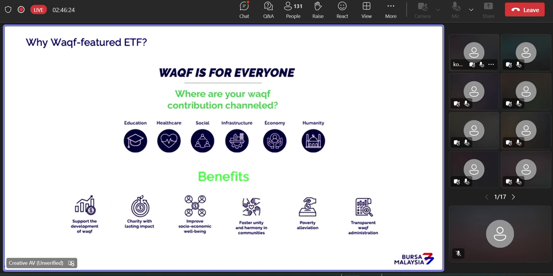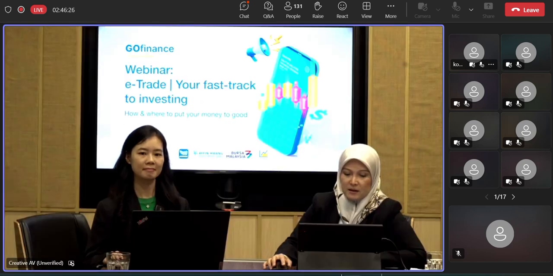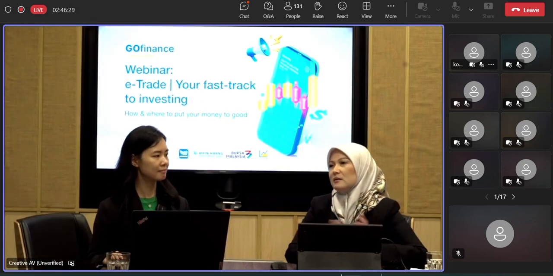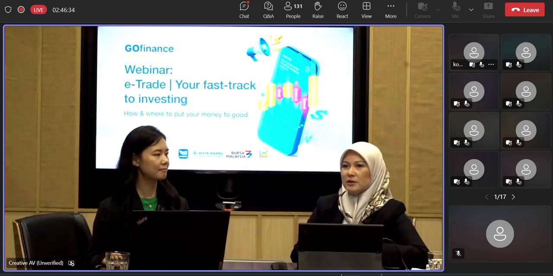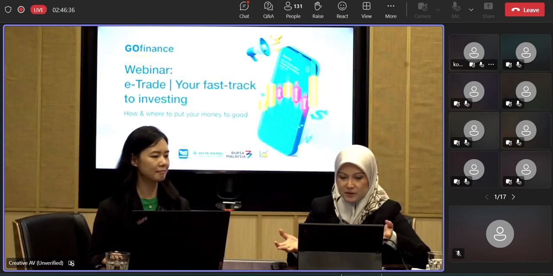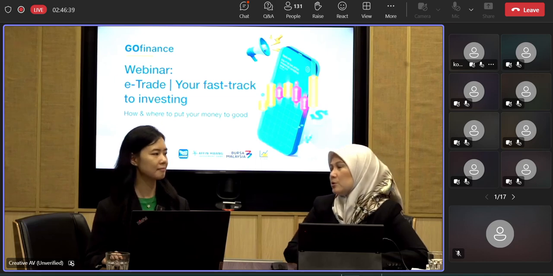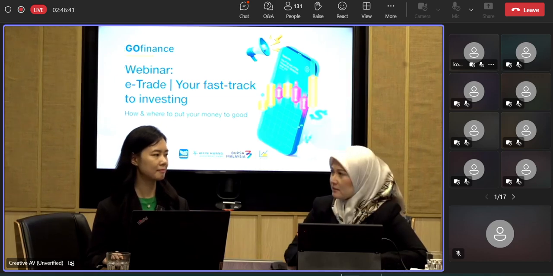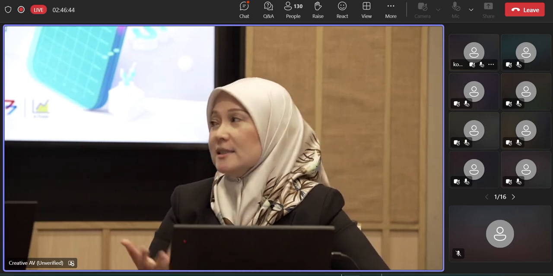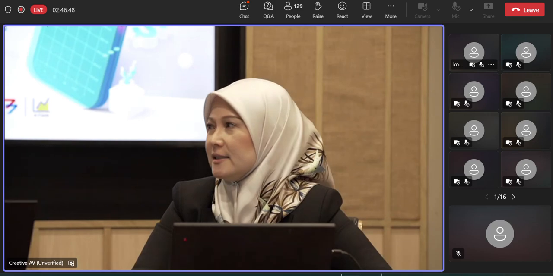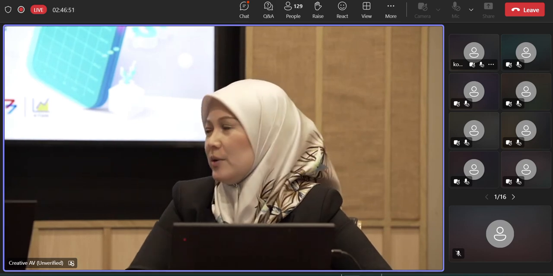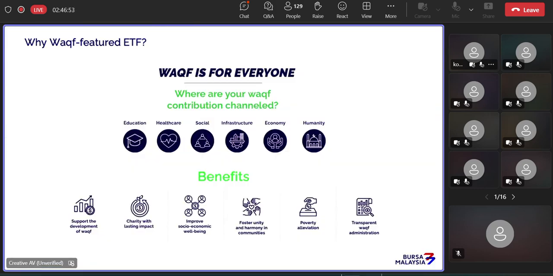And the benefit is basically you support the development of Wakaf. It's a charity with lasting impact because you're not just giving money for people to eat, but developing a building, for example. And then it improves our socio-economic well-being, helping the poor and the needy indirectly. Okay, it fosters harmony among the communities. We share what we have, right? And it's also part of poverty alleviation.